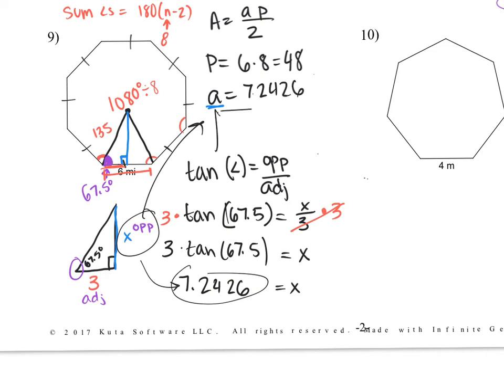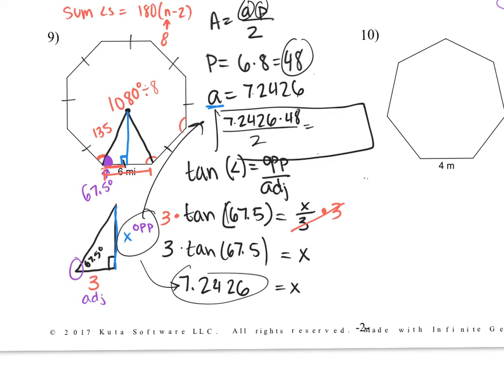Okay, so we just found the apothem, which means we can plug that into our formula and solve for our overall answer. So our formula says take the apothem, which is that 7.2426 thing, we times it by the perimeter, which is 48, and then we divide that answer by 2. If I type that into my calculator and round to the nearest tenth, I get that my answer is 173.8 miles squared. So if you get somewhere close to 173, you know that you have this correct.